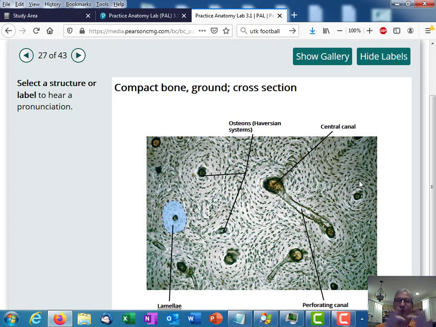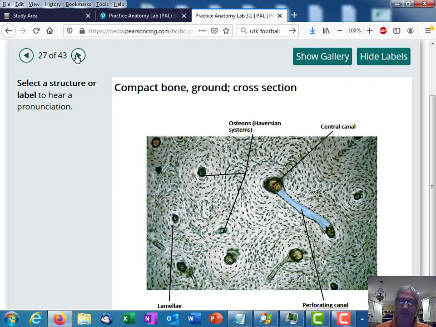You have these concentric rings going out from the central canal, and each of those rings is a lamella. So that's showing you several lamellae there, and that's plural. And then there's your osteon or Haversian systems. There are two of them, with the central canal and the perforating canal, as well as all these little lacunae in here, and that's a whole osteon there.